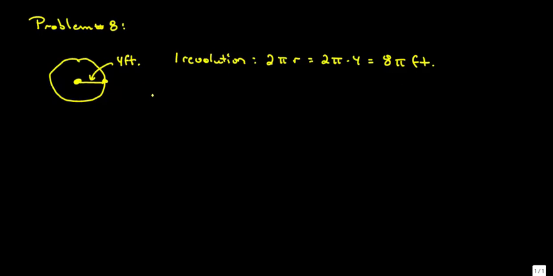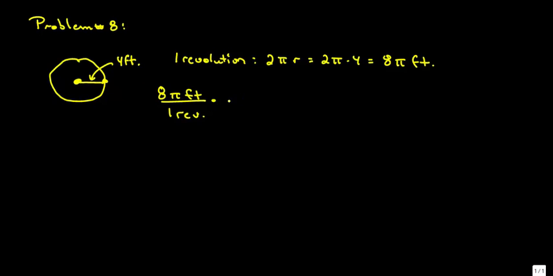So I'm going to write that. In one revolution, I go 8 pi feet. That's my ratio. If I multiply the bottom by 2, then I multiply the top by 2, and that gives me how much distance I travel in 2 revolutions. Now I need to convert that into miles per hour. But remember, this thing spins 2 times every 5 seconds.